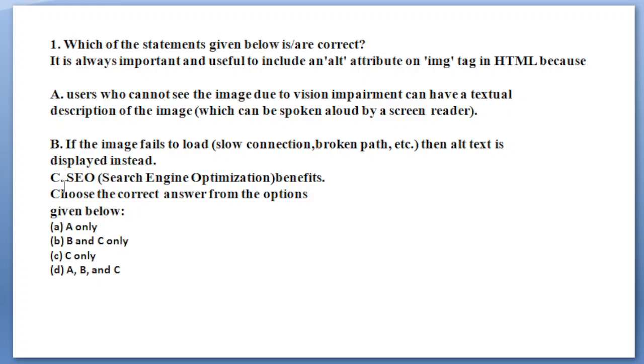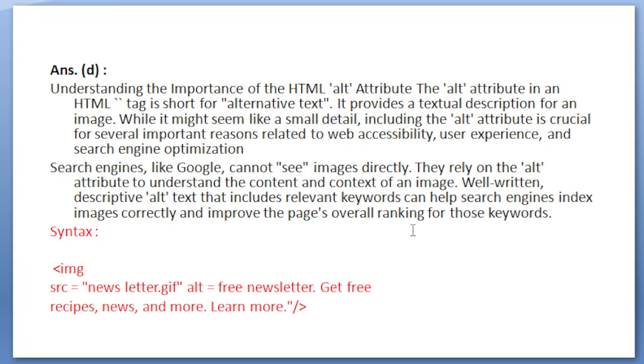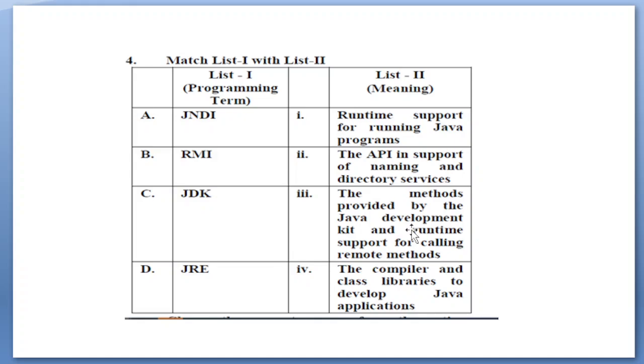Options A, B, and C are all three important functions of the alt attribute. Okay. Next, let's move on to another question. This question is based on Java programming, and some terms are given: JNDI, RMI, JDK, JRE. I hope you all know the full forms of these keywords. Then only you can identify the exact answer.